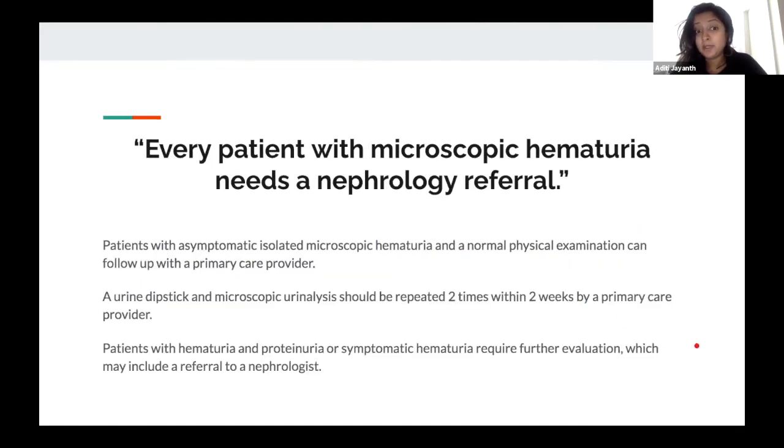So every patient with microscopic hematuria needs a nephrology referral? No, they do not. Patients with asymptomatic, isolated microscopic hematuria and a normal exam can follow up with their PCP to see if it's persistent. In the event that it is persistent, then they can always get a referral to nephrology. You should have them see their pediatrician within about a week or so, and they can repeat another one a week later to see if it's persistent. And patients with hematuria and proteinuria, like I've said, I think 8,000 times in this lecture, you should seriously consider glomerular disease, so you should refer to nephrology if you're concerned about it.